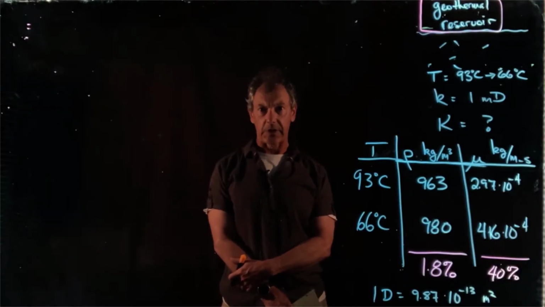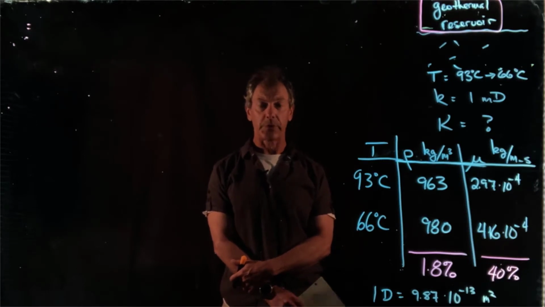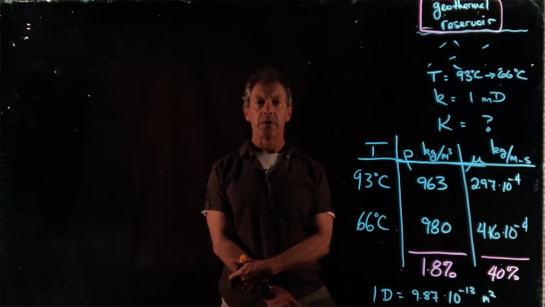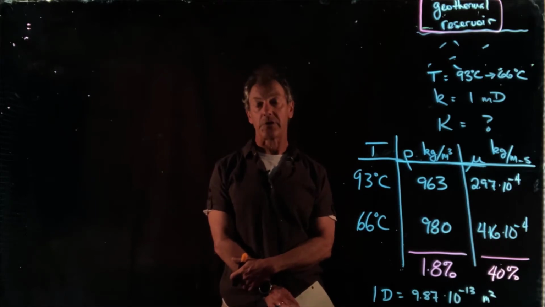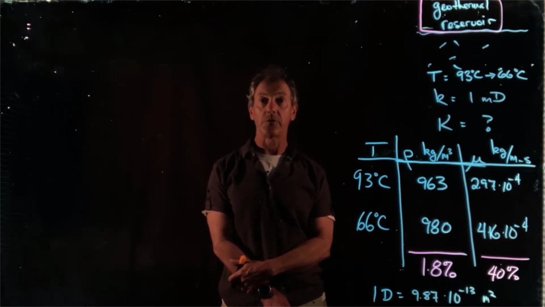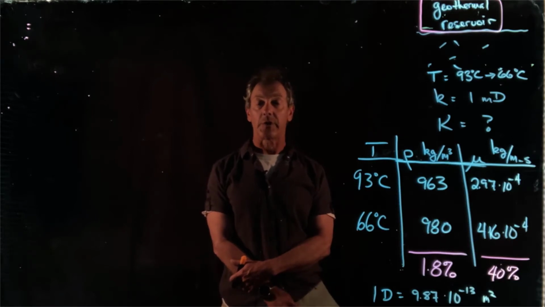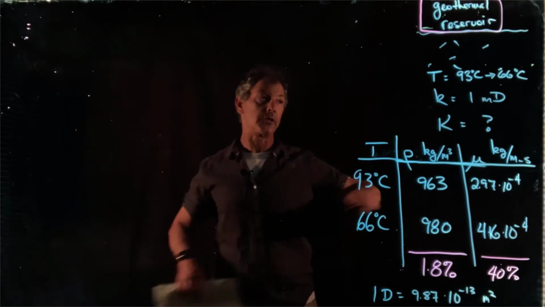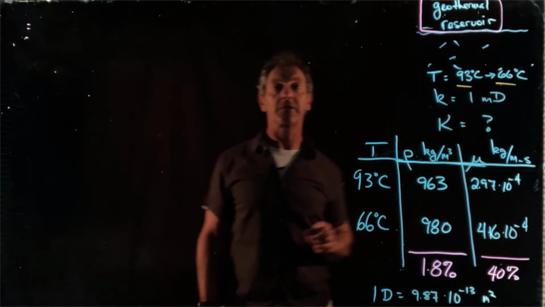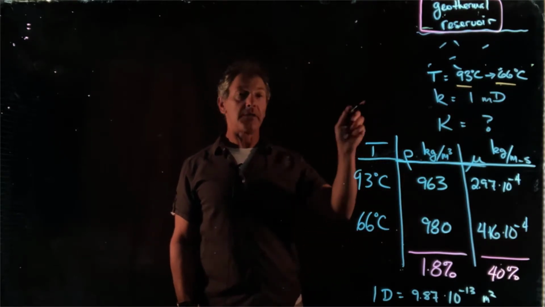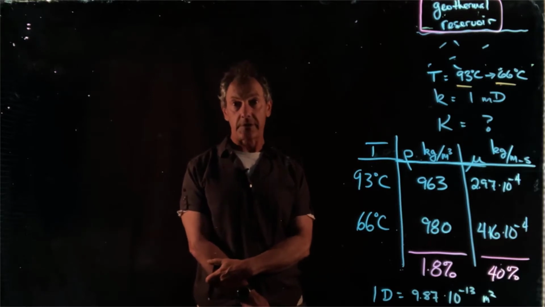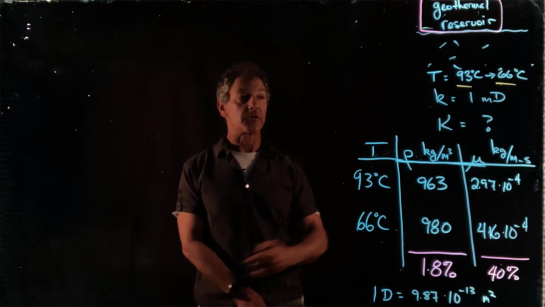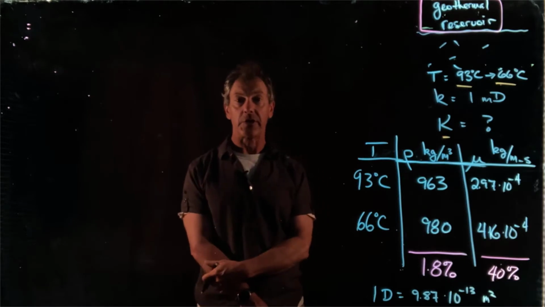So we know that hydraulic conductivity changes with fluid properties, but intrinsic permeability does not. So let's take a look at how hydraulic conductivity might change with temperature. For this example, we'll use a groundwater system that changes quite a bit in temperature, and this is a geothermal reservoir. This geothermal reservoir cools from 93 degrees C to 66 degrees C, and it has an intrinsic permeability of 1 millidarcy. We want to know what that hydraulic conductivity is going to do when that temperature changes.